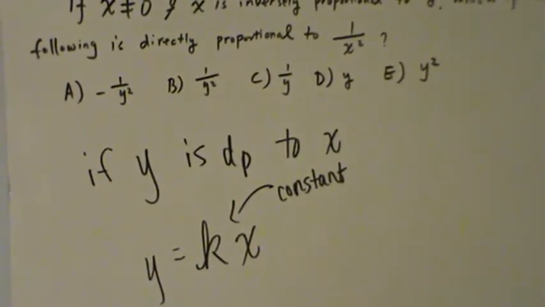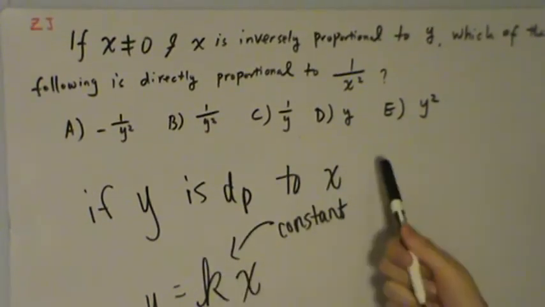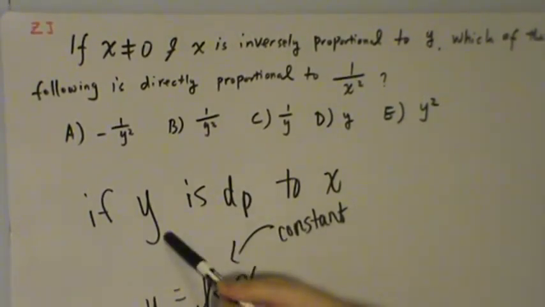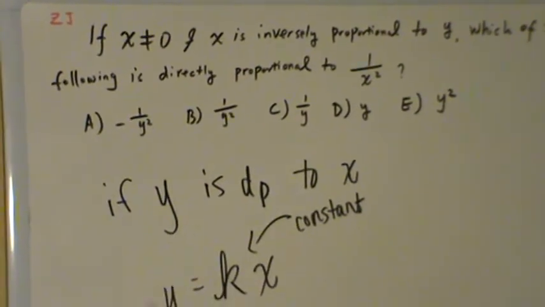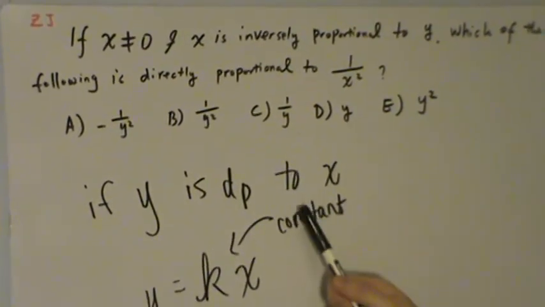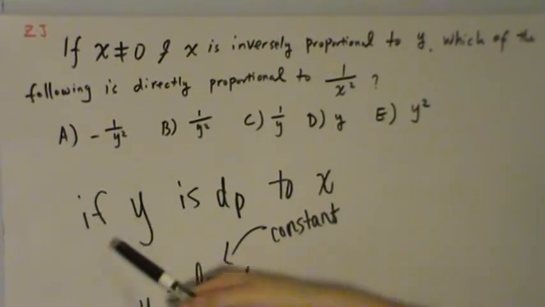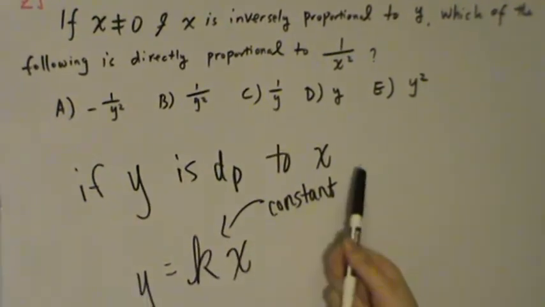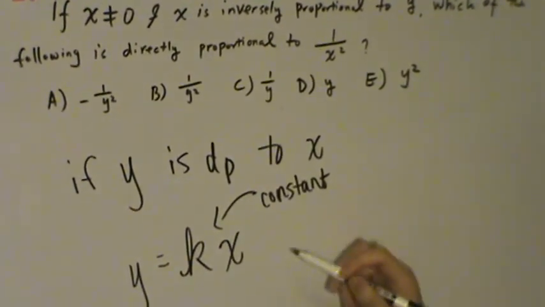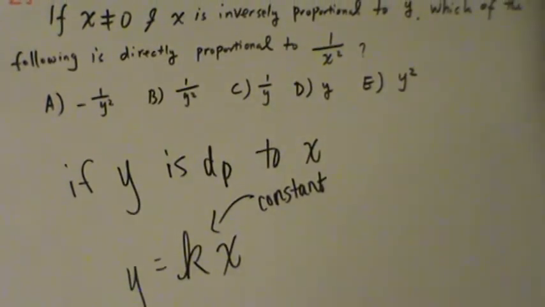And y and x can be any expression. Whatever it says, if blah blah blah is directly proportional to blah blah, then blah blah blah is equal to k times blah blah. Alright, so that's directly proportional.